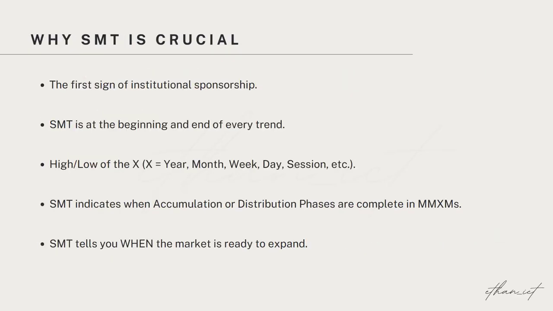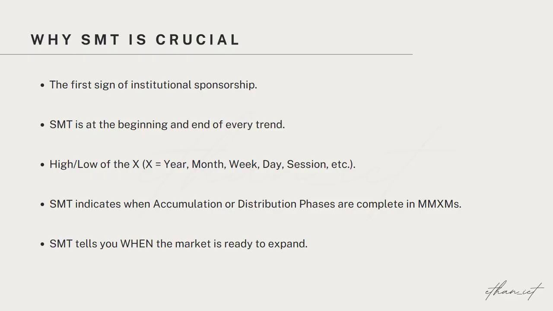So now, getting a bit more in depth, why SMT divergence is so important surrounds the idea that it is the first sign of institutional sponsorship in the markets, as trading alongside smart money is the whole premise of ICT. And with that logic in mind, you will find that SMT divergence occurs at the beginning and end of every trend. Yes, I just said that. Let me repeat it: you will find that SMT divergence occurs at the beginning and end of every trend.